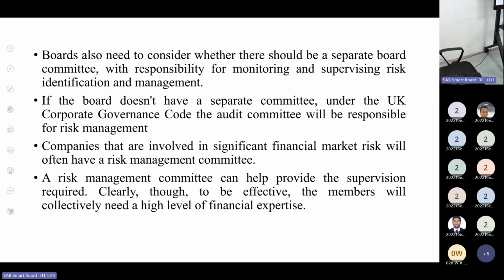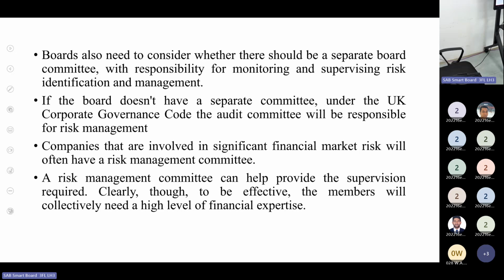If you go and look at all these banks and financial institutions, in their corporate structure you can see a risk committee there. Right? For them it's a must because their financial risk is so high. Therefore, they need to appoint a separate committee to look after that. A risk management committee can help to provide the supervision required. To prove effective, the members will collectively need a high level of financial expertise. So those who are appointed to the risk committee should also come from a background of financial expertise.